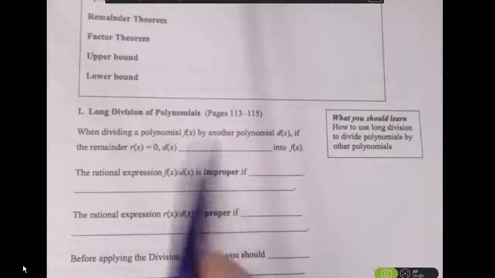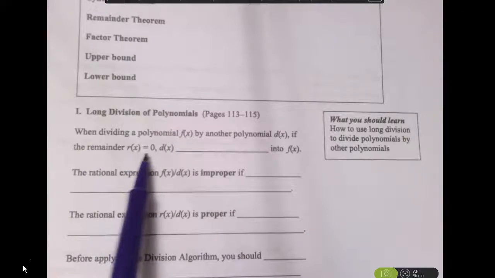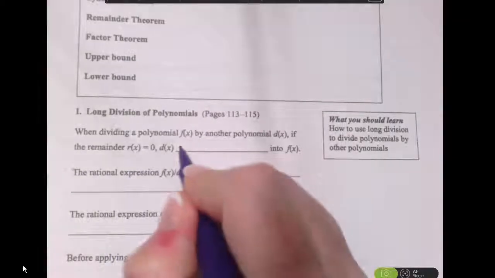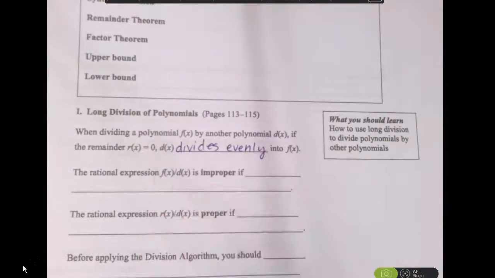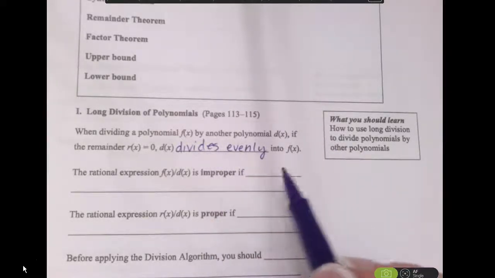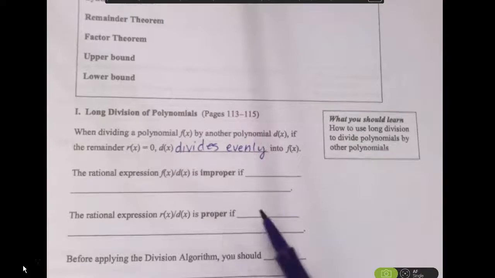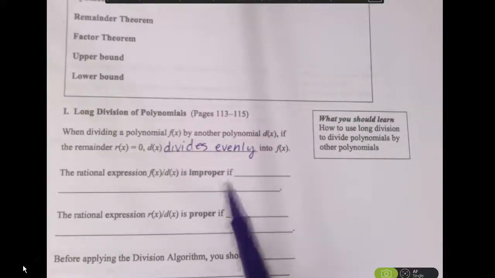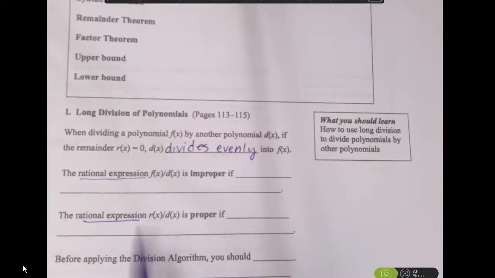So when dividing a polynomial by another polynomial, if the remainder r of x equals 0, then d of x divides evenly. So if there's no remainder, that means it divides evenly, and that means it is a 0. So we do have a couple of terms here which are actually new to me. Not that improper and proper fractions are, but with respect to polynomials, these are going to be important a little bit later when we're graphing rational expressions, so I want to go ahead and highlight these.